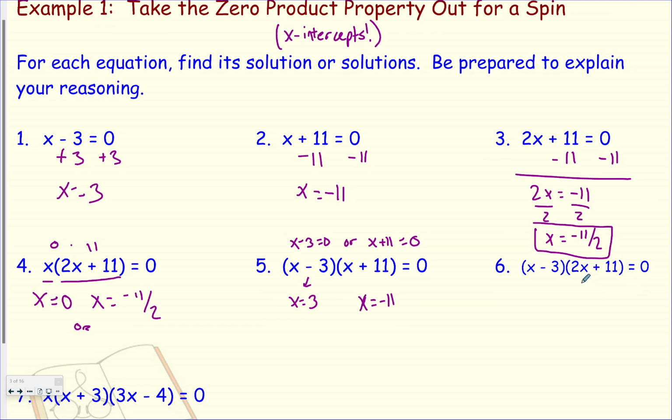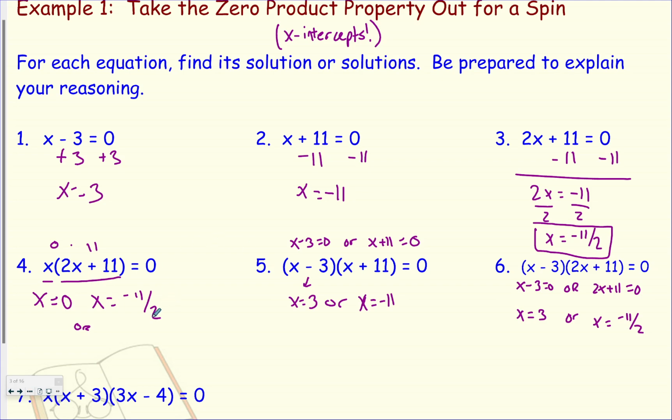Same thing over here, right? Either x minus 3 equals 0 or 2x plus 11 equals 0, because one of these has to equal 0. And so x equals 3 or x equals negative 11 over 2. The same 11 halves from the other ones. Okay? And that's kind of how it works.